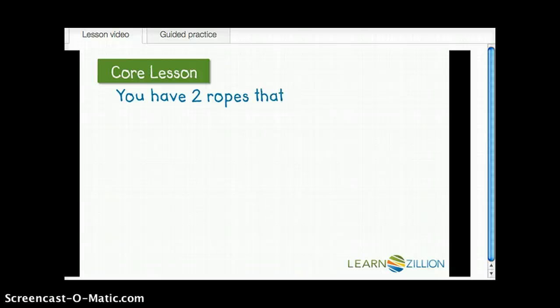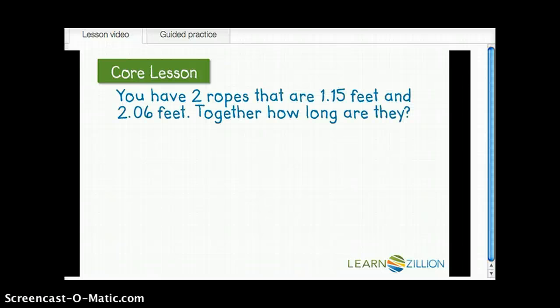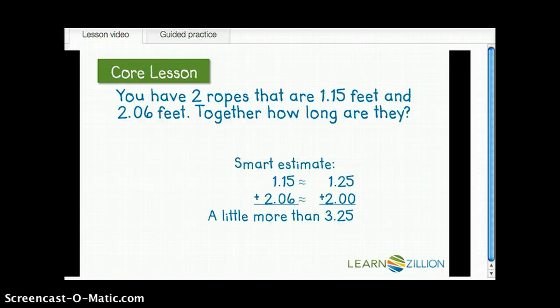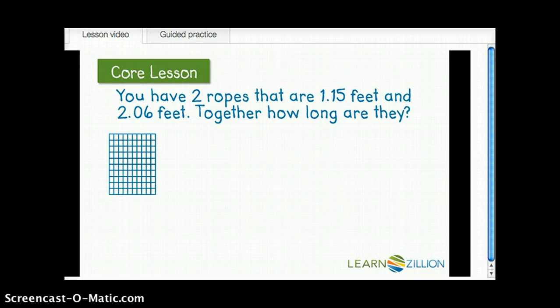Let's try another one. You have two ropes that are 1 and 15 hundredths feet and 2 and 6 hundredths feet. Together, how long are they? I'm going to start with my smart estimate, and I'm going to round 1 and 15 hundredths to 1 and 25 hundredths because it's close and it's easy to work with. 2 and 6 hundredths, I'm going to round to 2. So I'm going to say that my actual answer will be around 2 and 25 hundredths. Let's give this a try.